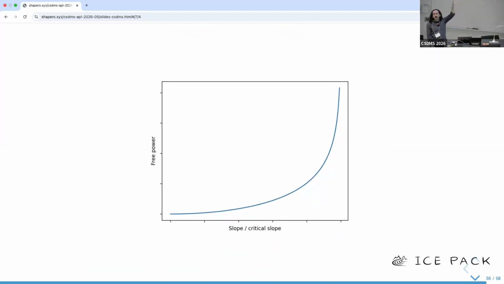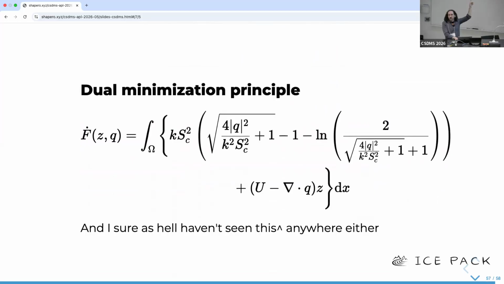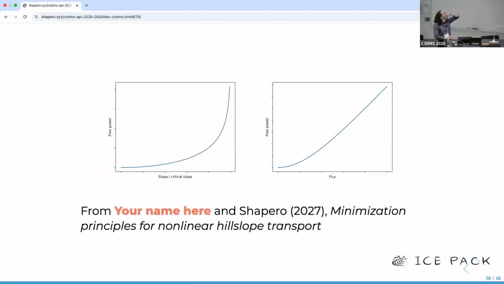So just showing you the free power as a function of slope. It goes to infinity once you approach the critical slope. And I definitely have not seen this, which is that there's a dual form of that same free power, which doesn't go to infinity, it goes to a constant slope. So before, the curvature goes to infinity. Here, the curvature goes to 0. And you can negotiate with 0, you can't negotiate with infinity. So I think there's some cool numerics that we can do with this for nonlinear hill slope transport. I've been trying to get this together for a while, but I'm not a geomorphologist, so I don't know, help me do it. That's all.